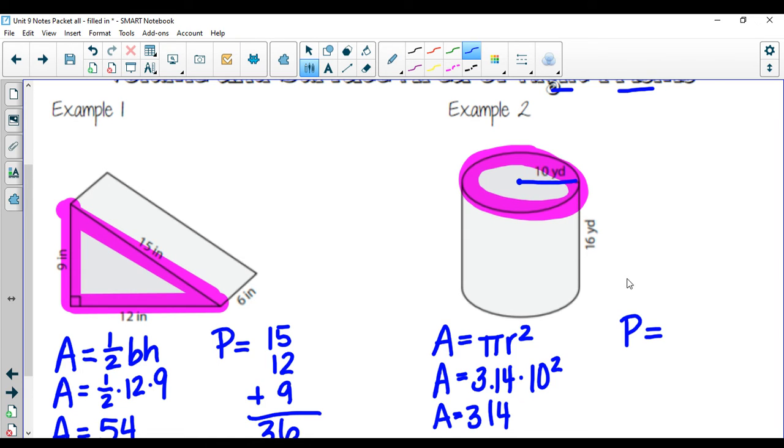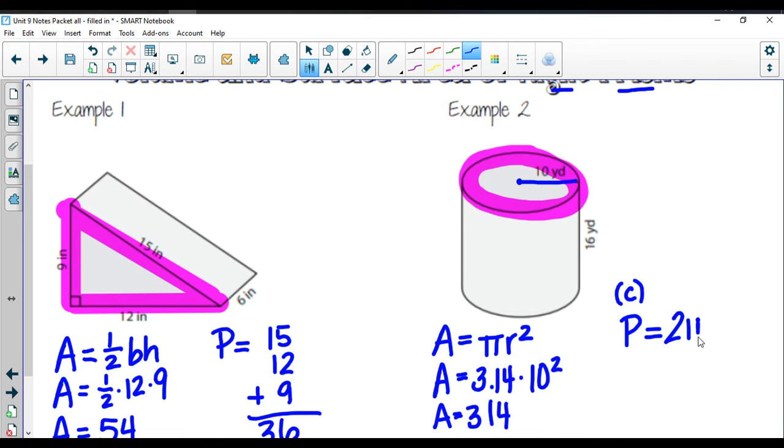Perimeter on a circle is actually called circumference. I'm just going to put a capital C here. We're going to use P in our formula because it's going to make a little bit more sense when we actually go and calculate surface area. But we need to note that on a circle, the perimeter is actually called the circumference.